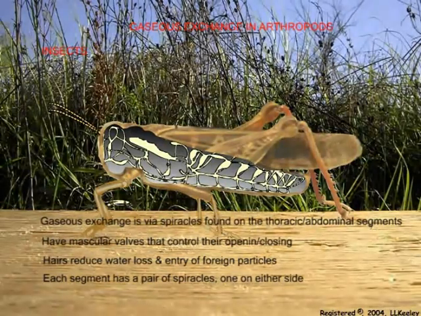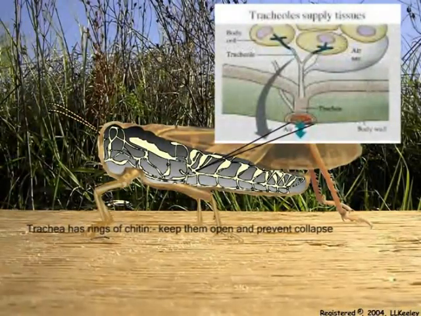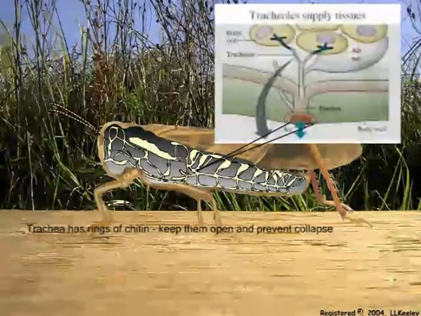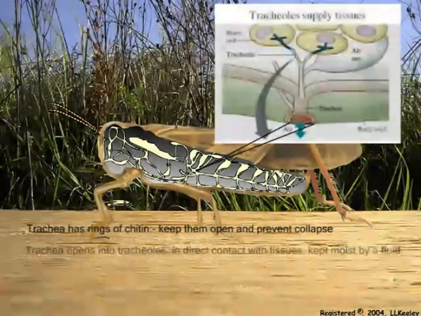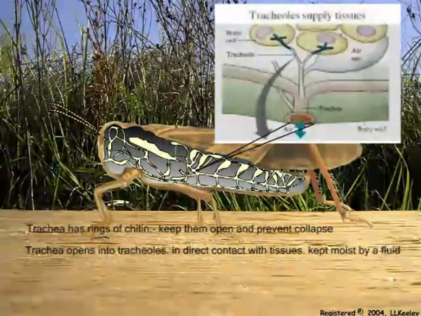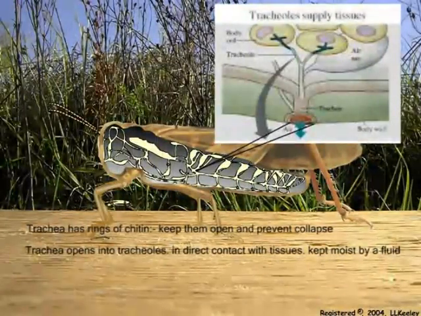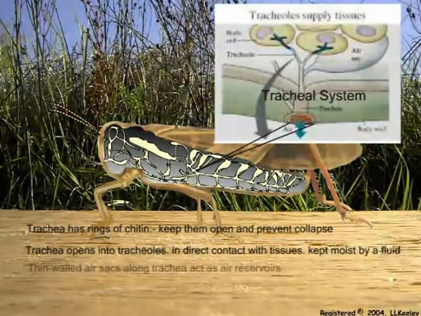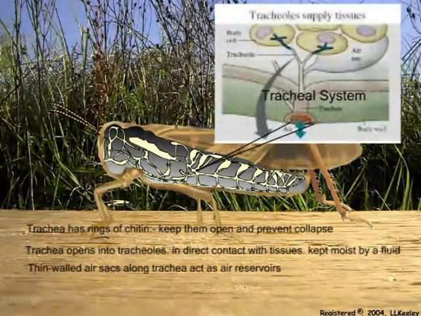The spiracles open into the trachea, which have rings of chitin which keep them open and prevent collapsing. There are two tracheae, one running along each side of the body. The trachea open into tracheoles, which are in direct contact with the body tissues and are kept moist by a fluid. The spiracles, trachea and the tracheoles make up the tracheal system. There are thin-walled air sacs along the trachea that act as air reservoirs.